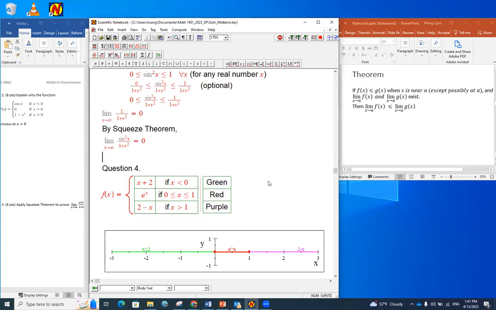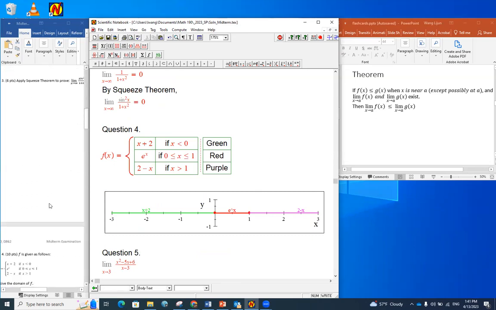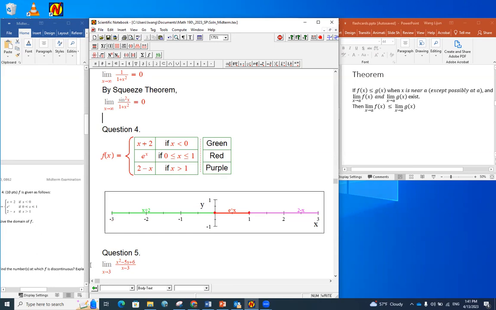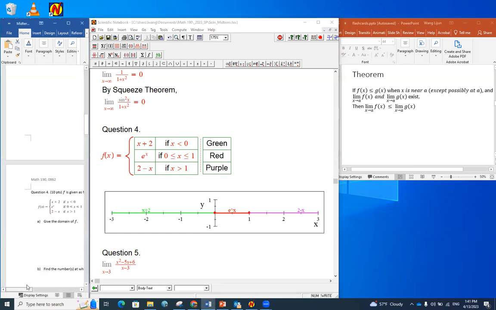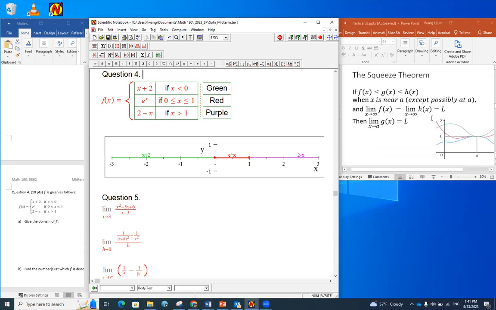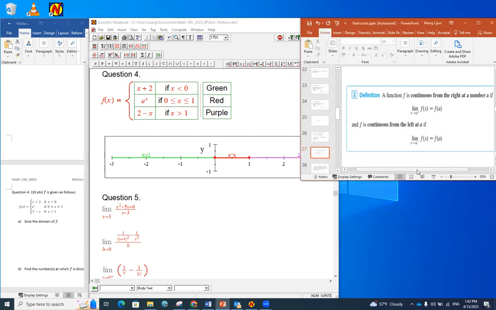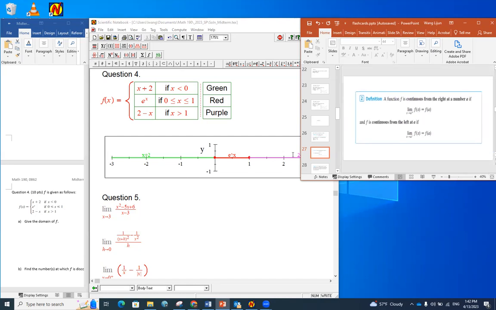All right, number 4. Piecewise function again. In this question, we really want to touch on the concept of continuity, continuous from the left and continuous from the right. So we're going to bring up the flashcards with the definitions of continuous from left and continuous from right. We're testing you on these concepts.